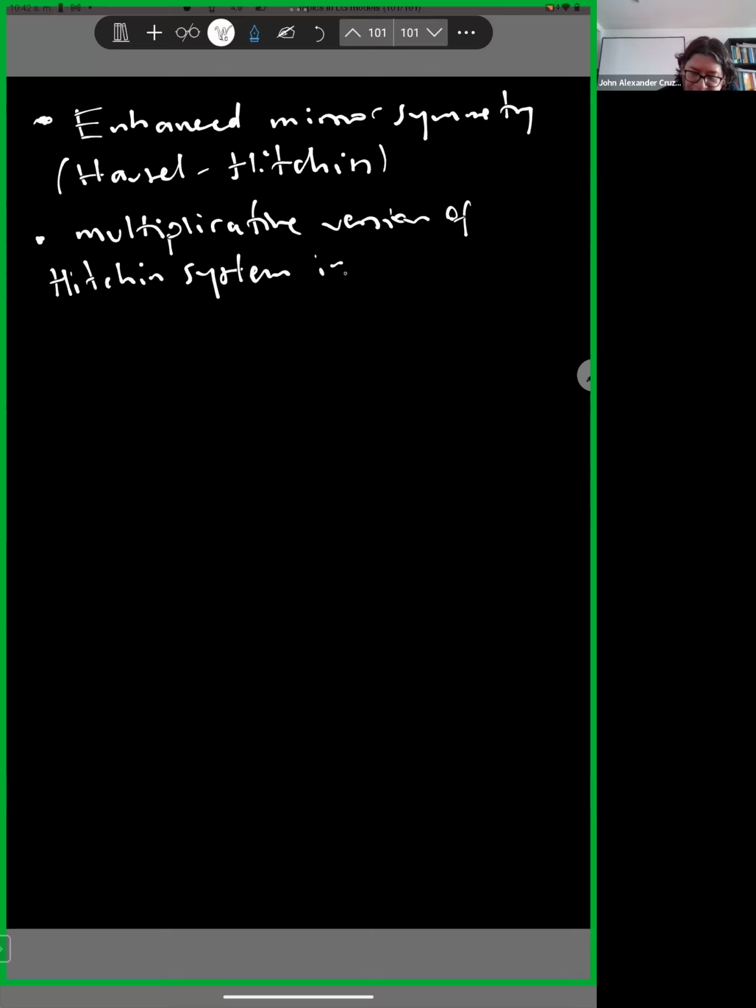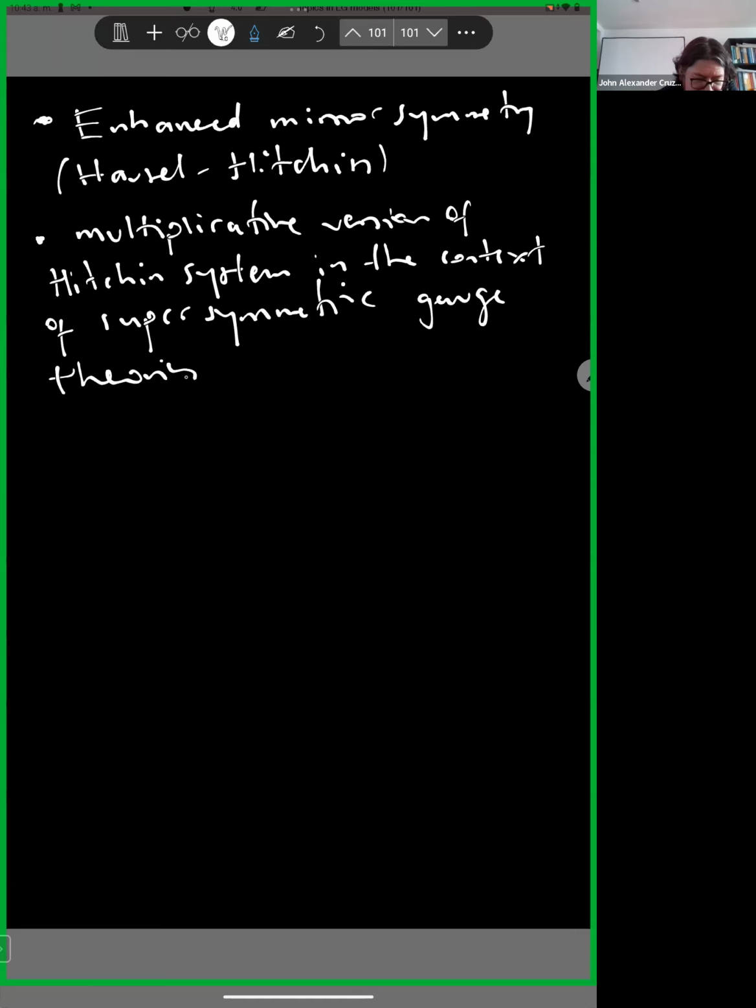In the context of supersymmetric gauge theories, this is the work by Elliott and Pestun. Okay, so let me just start saying something about enhanced mirror symmetry.